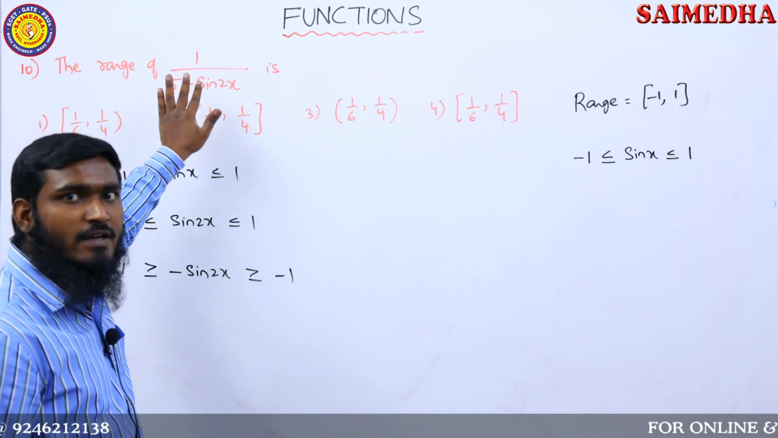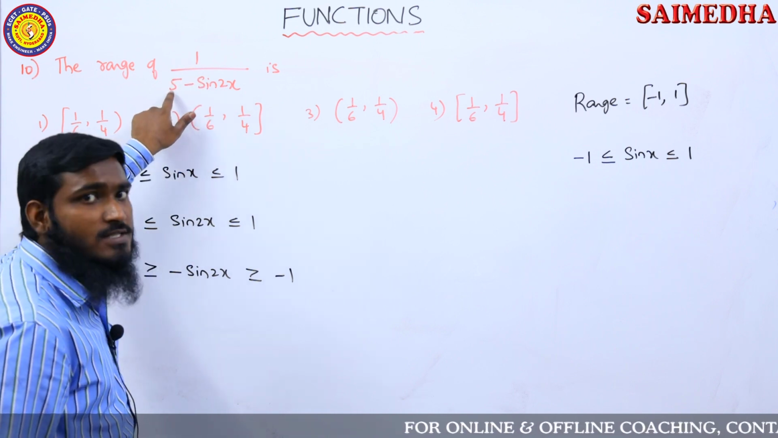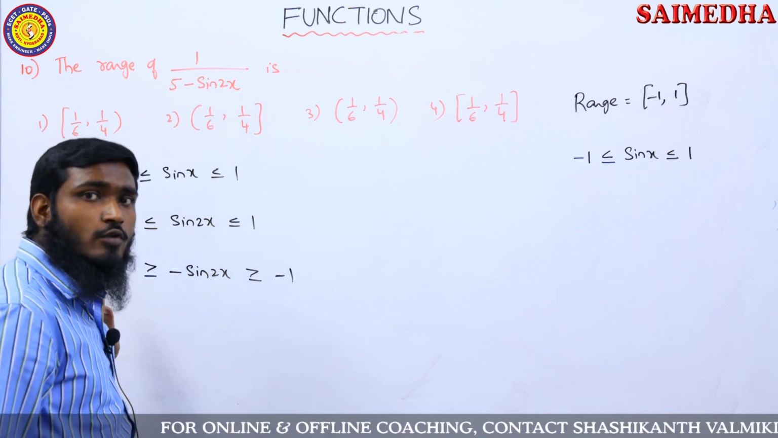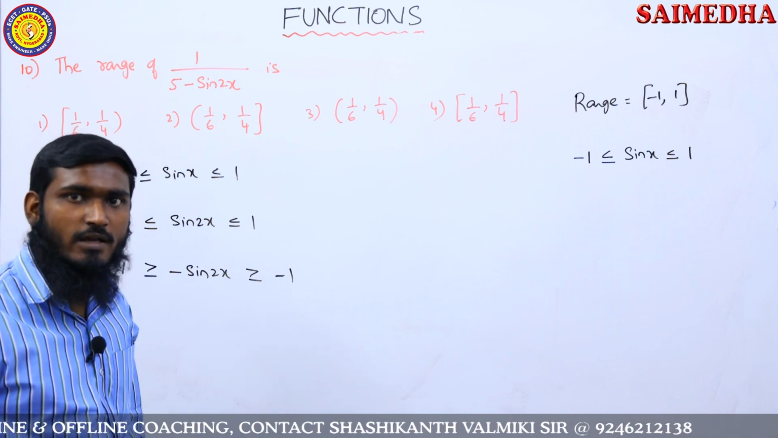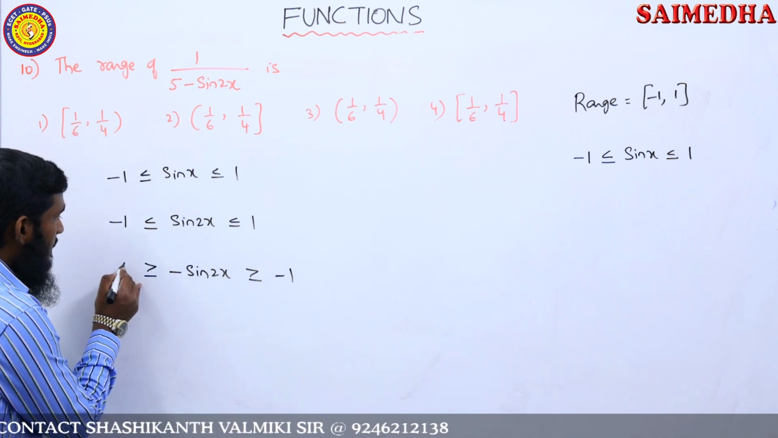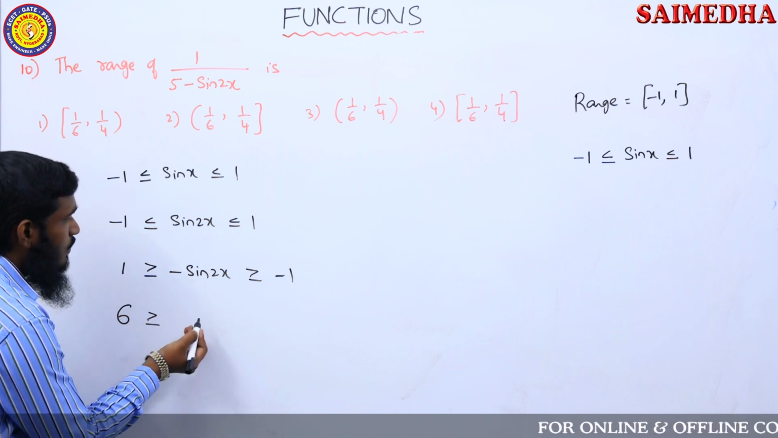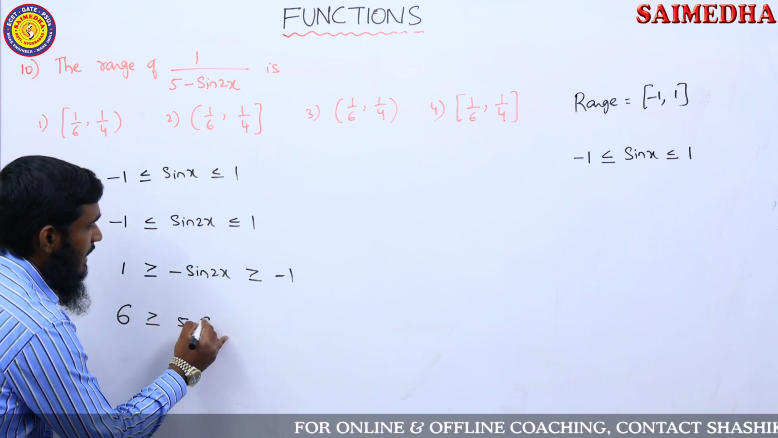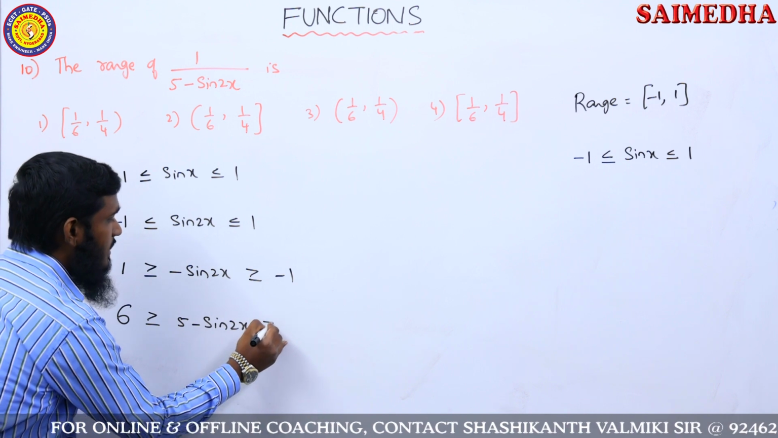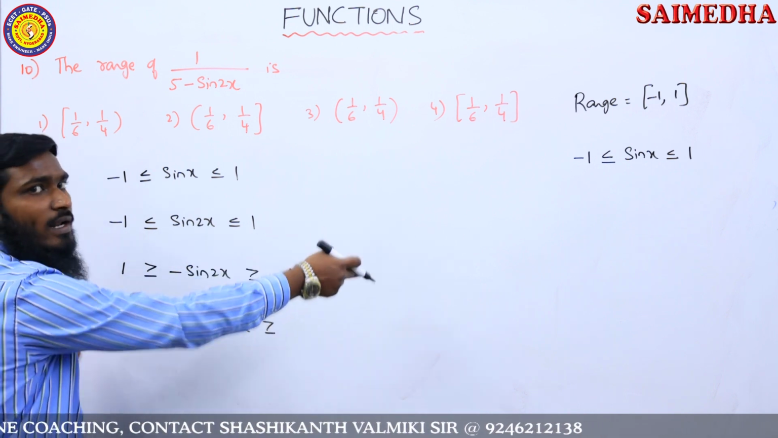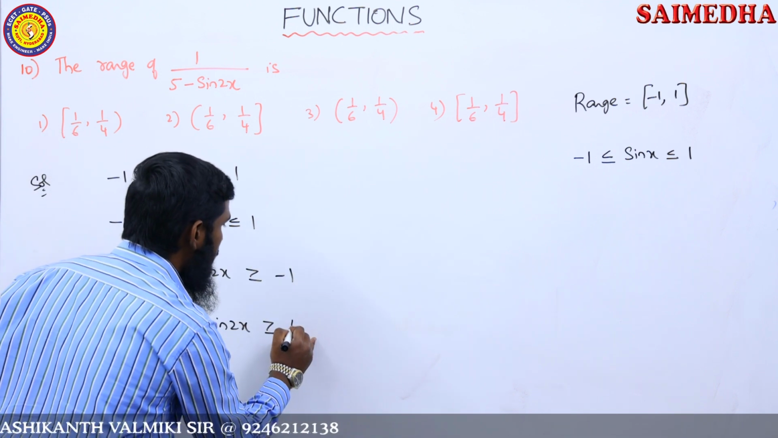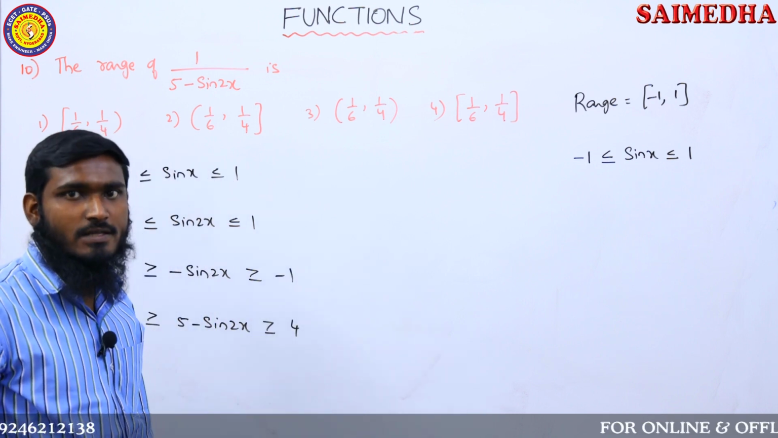Now what else do we have in the denominator part? We have plus 5. So plus 5 means what we have to do? We have to add 5 to this one. Whenever we add plus 5, 1 plus 5 equals 6 greater than or equal to 5 minus sin 2x greater than or equal to minus 1 plus 5, which equals 4. Understood? We have taken this part.